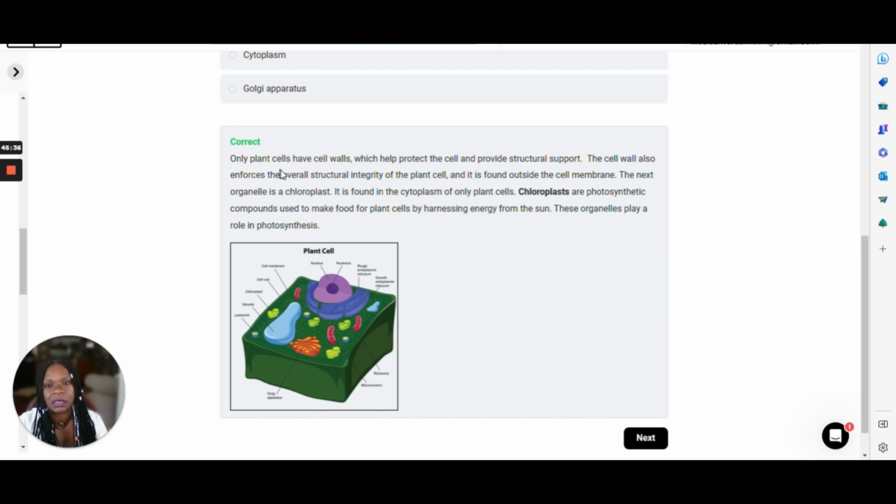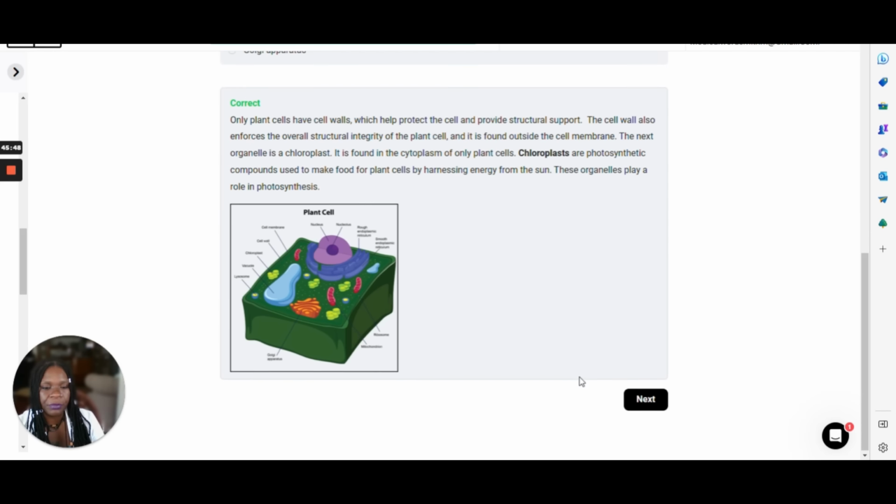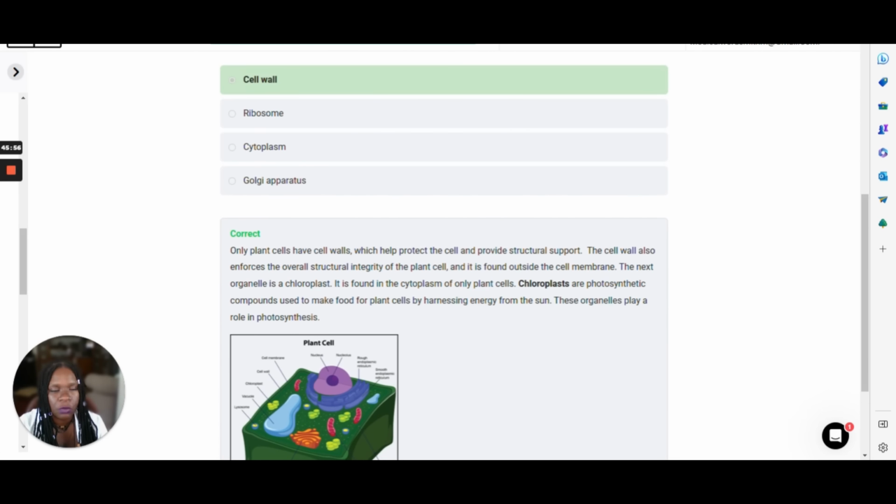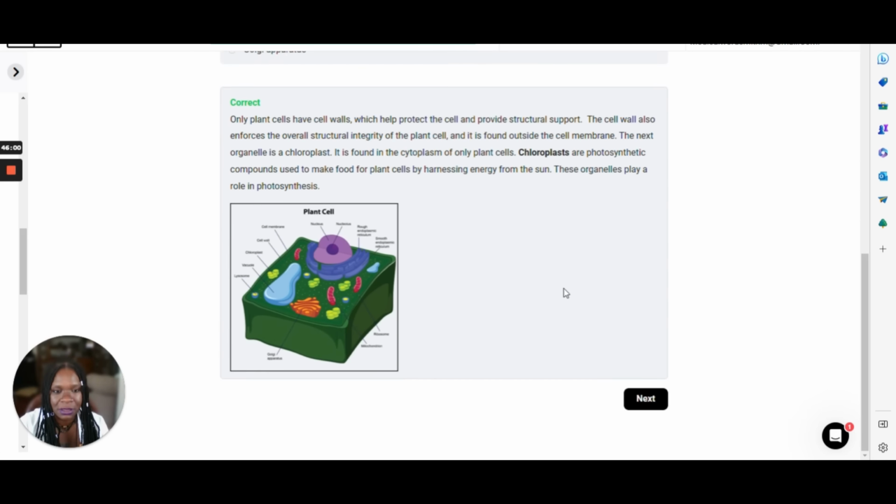Only plant cells have cell walls, which help protect the cell and provide structural support. Animal cells just don't jive like that. They only have the cell membrane. Okay, so brush up on your science from way back in the day, you guys. If that one kind of tripped you up, definitely revisit the differences between plant and animal cells before you sit for this exam.